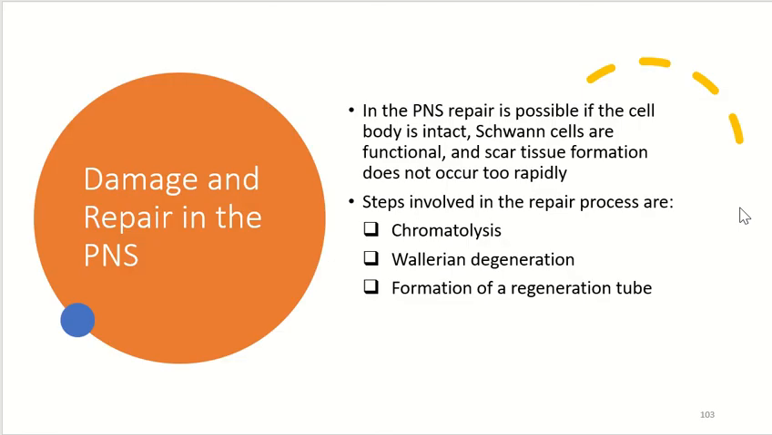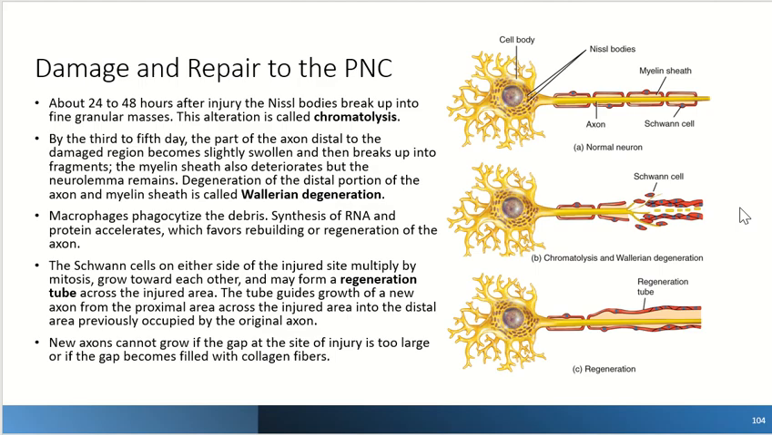So that brings us then to the damage and repair of the peripheral nervous system. All right. So in the PNS, repair is going to be possible if the cell body is intact, if the Schwann cells are functional, and if scar tissue formation does not occur too rapidly. All right. So steps in this repair process are going to be chromatolysis, Wallerian degradation, and then the formation of a regeneration tube. So let's look at how this happens for the damage and repair of our peripheral nervous system.